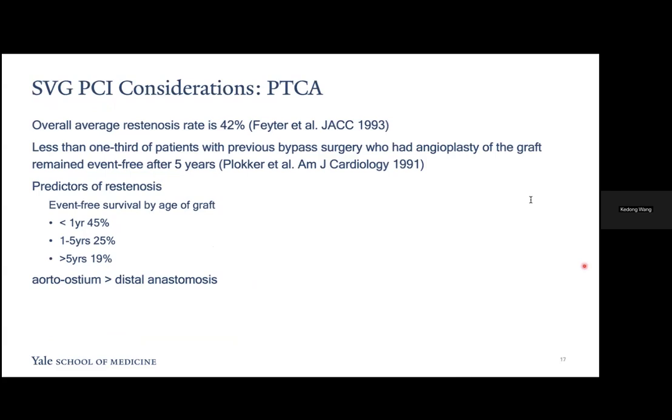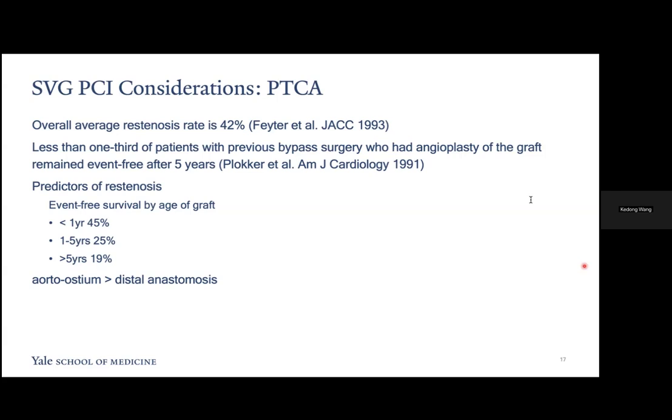So after all of that, we decided that we're not going to do repeat bypass, and that we can't do native PCI because it's too complex. It's a CTO, it's calcified and whatnot. And we're stuck with the vein graft interventions. So what do we have to consider? We know that in the early days of vein graft PCI, pure balloon angioplasty had a very high rate of restenosis. It's so high that you can almost expect less than 1/3 of patients to remain event-free after 5 years if you just do POBA alone.